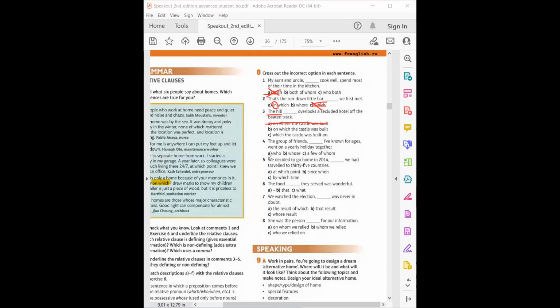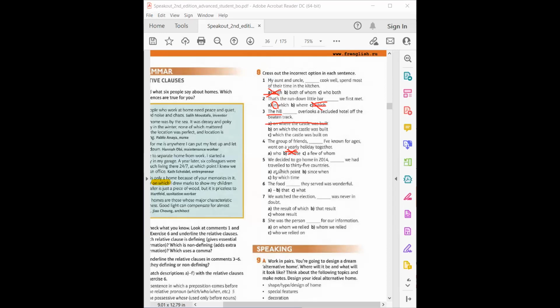Now, number 4, the group of friends, whose, who, whose, or a few of whom, I have known for ages, went on, et cetera. Which one would you choose? B, whose. Yes, whose, definitely, correct.